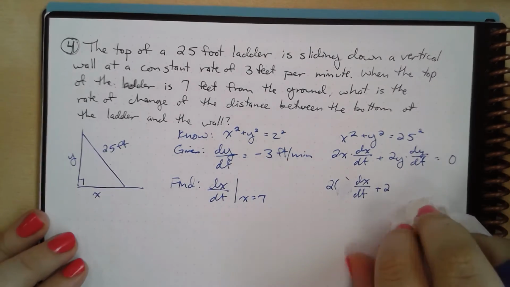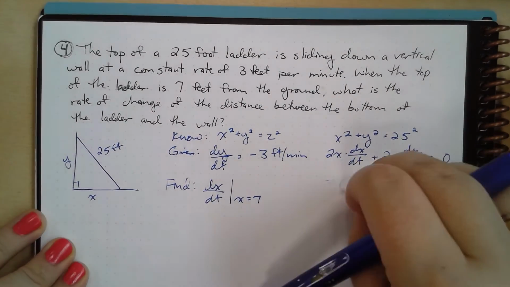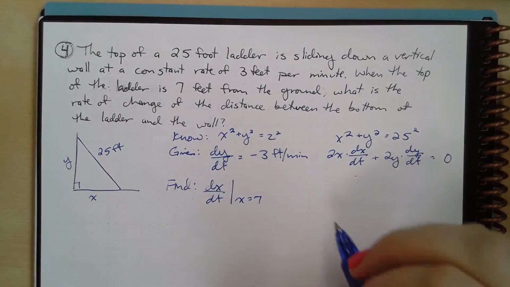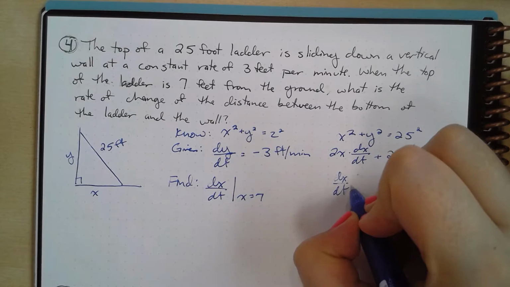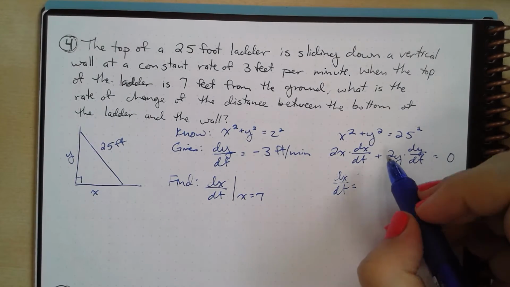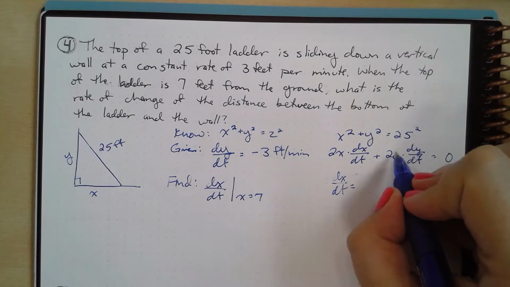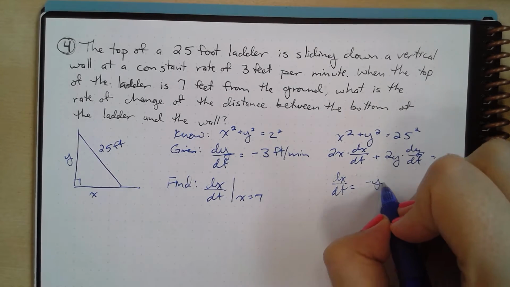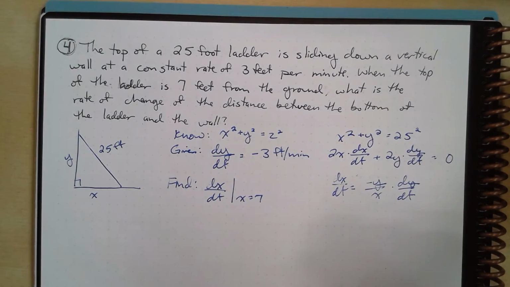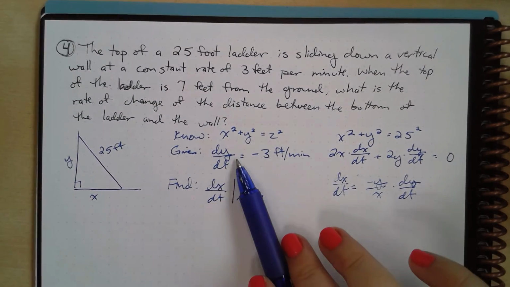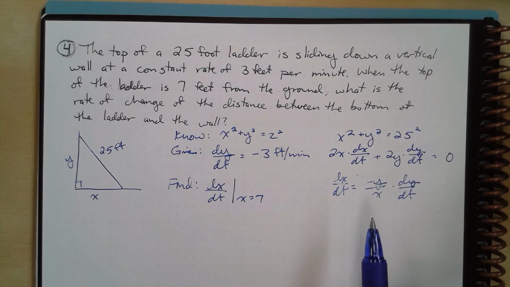So I'm just going to solve here for dx over dt and kind of get this simplified. So dx over dt is going to be equal to, well, this would subtract, right? And then we're going to divide, and the 2's will cancel out. So we'll have negative y over x times dy over dt. Well, we have what dy over dt is, and we have what x is, but we need to know what y is.